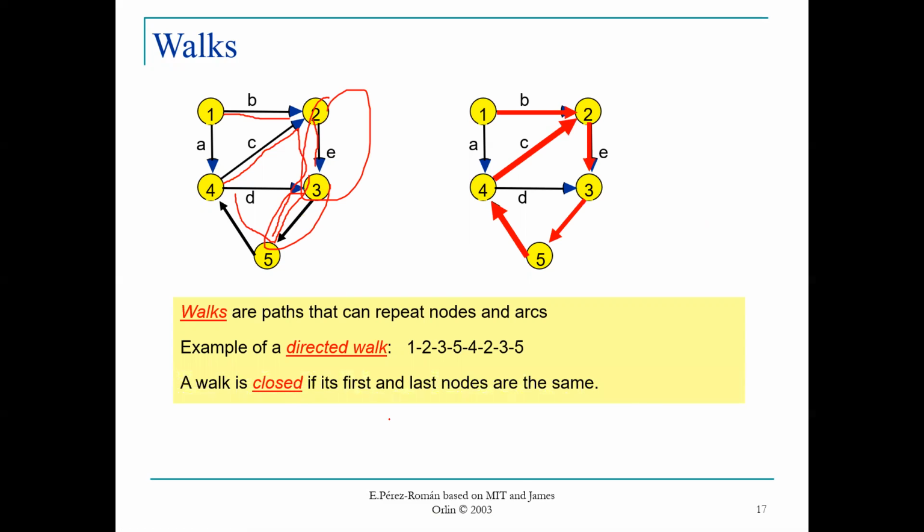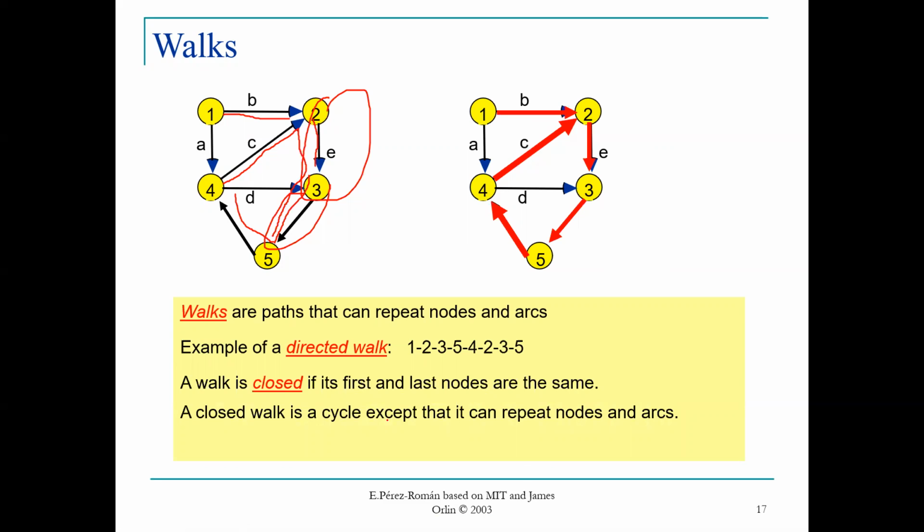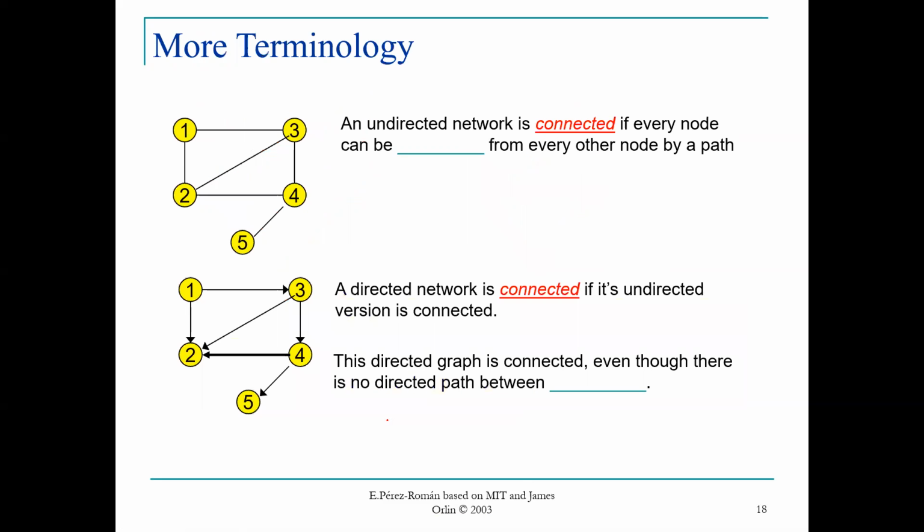A walk is closed if its first and last node are the same. A closed walk is a cycle, except that it can repeat nodes and arcs. More terminology: an undirected network is connected if every node can be reached from every other node by a path, which is the case here. A directed network is connected if its undirected version is connected. This directed graph is connected even though there is no directed path between 2 and 5.